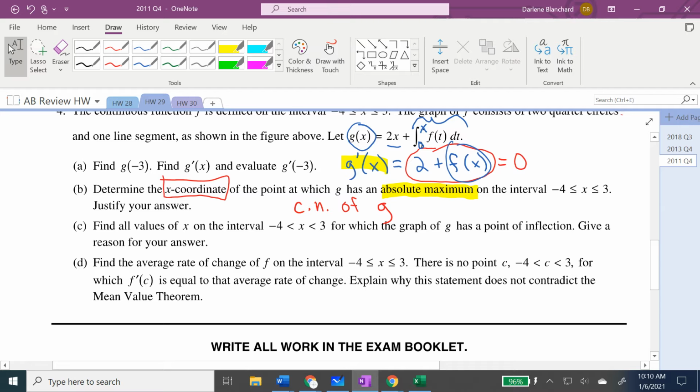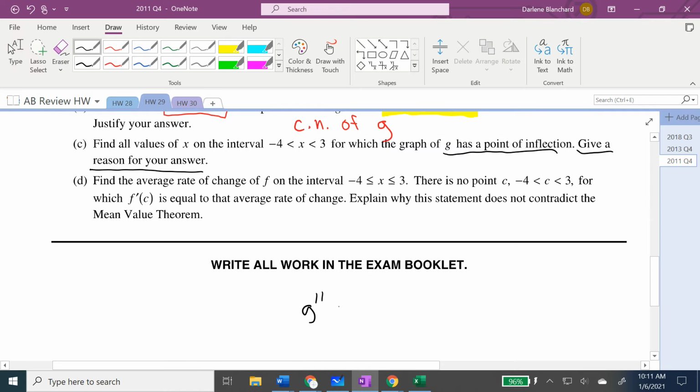Anyway, part C, here we are. Find all the values of x on the interval for which the graph of G has a point of inflection. I like to write down my reasoning that it's going to need before I find out the answer. Because by writing down the reasoning, I know what I need to go hunt for. If it wants me to justify a point of inflection for G, my reasoning can only be because G double prime changes sign. So I'm going to write that down. G double prime changes sign.